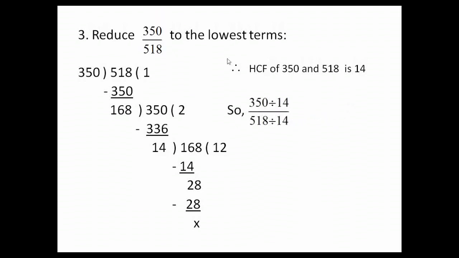So we can say, now to reduce it into the lowest terms, we'll divide each of the numerator and denominator by the highest common factor. 350 divided by 14 and 518 divided by 14, it will give us 25 by 37. So we have finally reduced 350 by 518 into its lowest terms, that is 25 by 37. Clear?